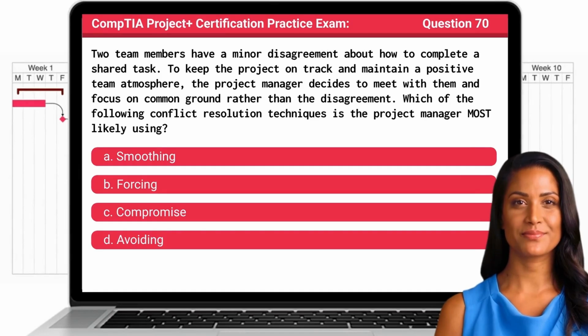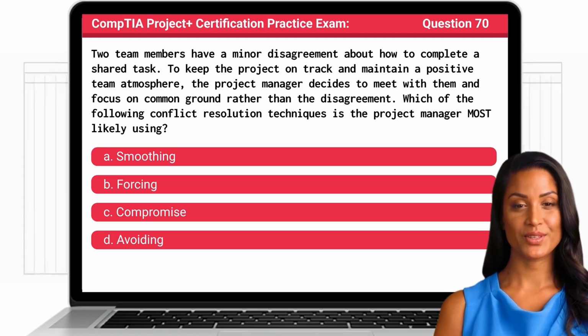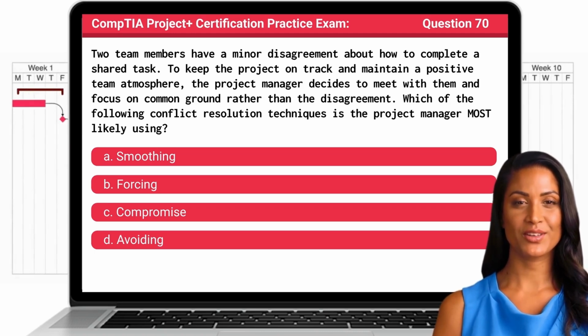Question 70. Two team members have a minor disagreement about how to complete a shared task. To keep the project on track and maintain a positive team atmosphere, the project manager decides to meet with them and focus on common ground rather than the disagreement. Which of the following conflict resolution techniques is the project manager most likely using?